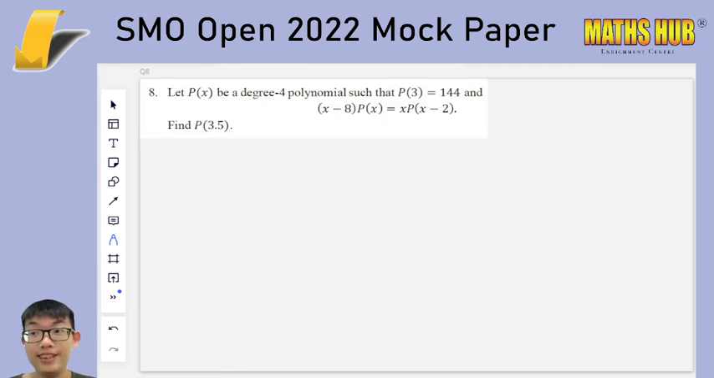Question 8. Let P of x be a degree 4 polynomial such that P of 3 equals 144 and (x minus 8) P of x equals x P of (x minus 2). Find P of 3.5.